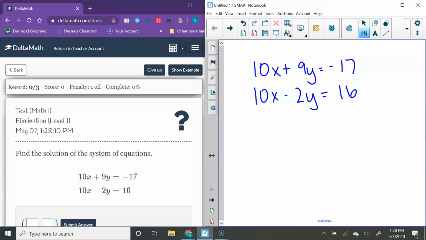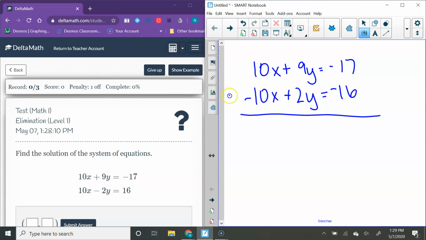This type of problem is a little bit easier because it already has variables that almost cancel out. Right here, I've got 10x and a 10x. If only one of those was negative, it would make the whole thing cancel out for the 10x's. So I can just multiply everything in one of these equations by negative 1. I could multiply this 10 by negative 1 to make it negative. The negative 2 will become positive, and the 16 will become negative. It just changes the sign of everything in that second equation.